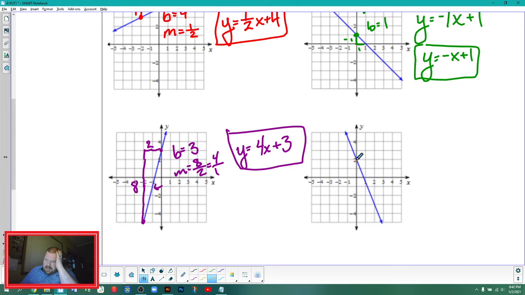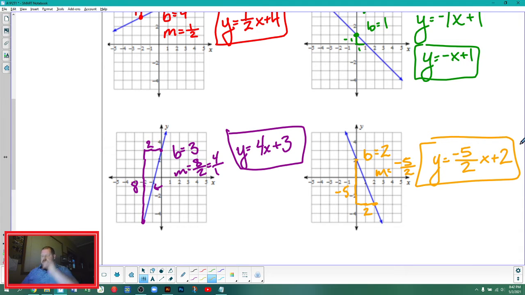And for our last one here, it looks like we have a y-intercept at 2. Now, all these y-intercepts were positive. They wouldn't have to be, but all these ones ended up being positive. And I don't really see a good point until I get here. All right, so let's see if we can figure out what kind of slope that is. It looks like it goes down 1, 2, 3, 4, 5, down 5, and over 1, 2. Which is a valid slope, negative 5 over 2, and we'll leave it like that. So then I get the equation negative 5 over 2 times x plus 2. Okay.